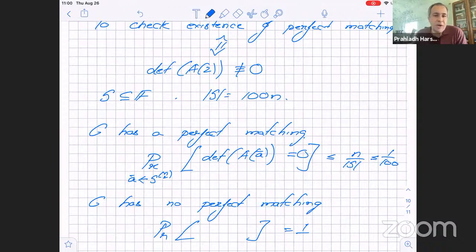choose a large enough set of points, go to any field. Now, you work with any field in which the number of elements in the field is at least 100 times n. So choose a large enough finite field or work with the rationals or whatever. Choose such a set and just pick a random point in it and check if the thing evaluates to 0 or not. It's not a deterministic algorithm. So it's not an algorithm that always is correct, but with high probability, it's going to give you the right answer.